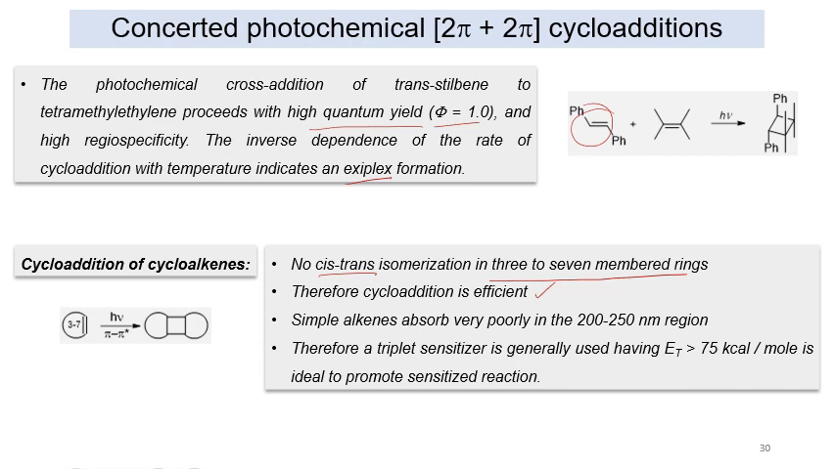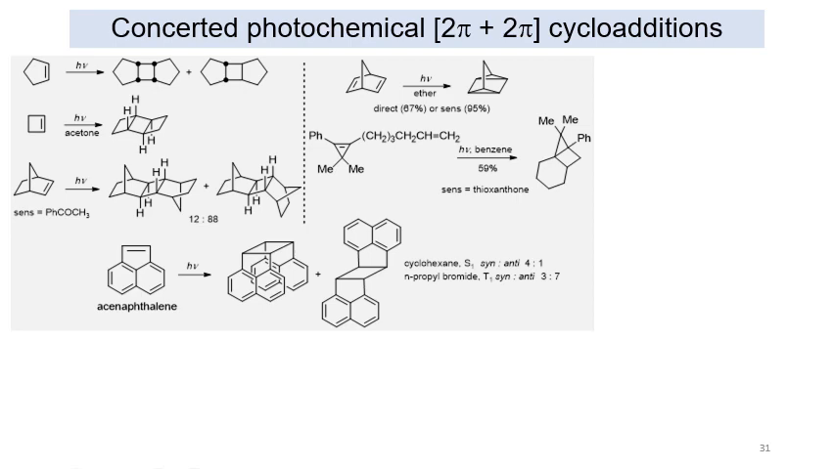Now, simple alkenes will absorb very poorly in this particular region. Therefore, as earlier also, we will need a triplet sensitizer which has an energy of greater than 75 kilocalories per mole. This is ideal to promote the sensitized reaction. Let's see some examples of concerted 2-pi plus 2-pi cycloadditions in the photochemical mode.